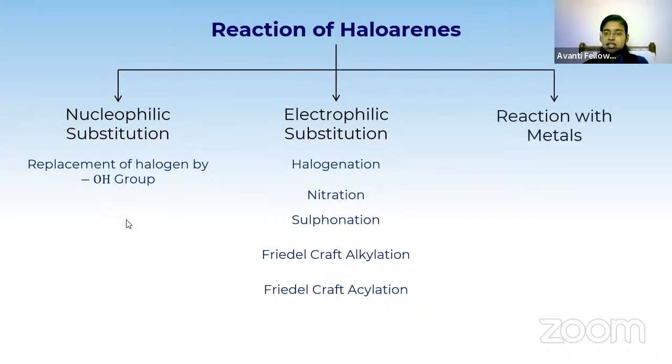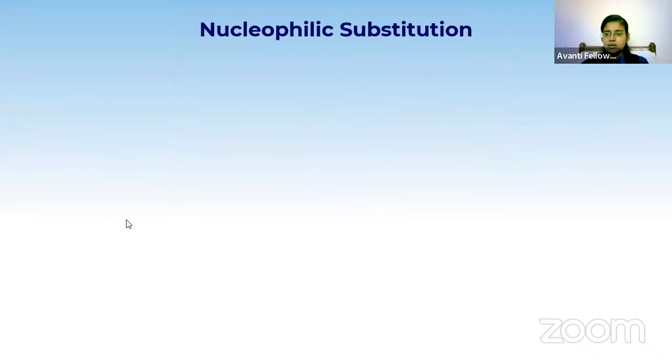Then the third is reaction with metals, right? Here we will study 2 reactions: one is Wurtz-Fittig and the other one is Fittig. Got it? These are the types of reactions which we will cover under each category. Now let me go one by one. Let me start with the nucleophilic substitution.